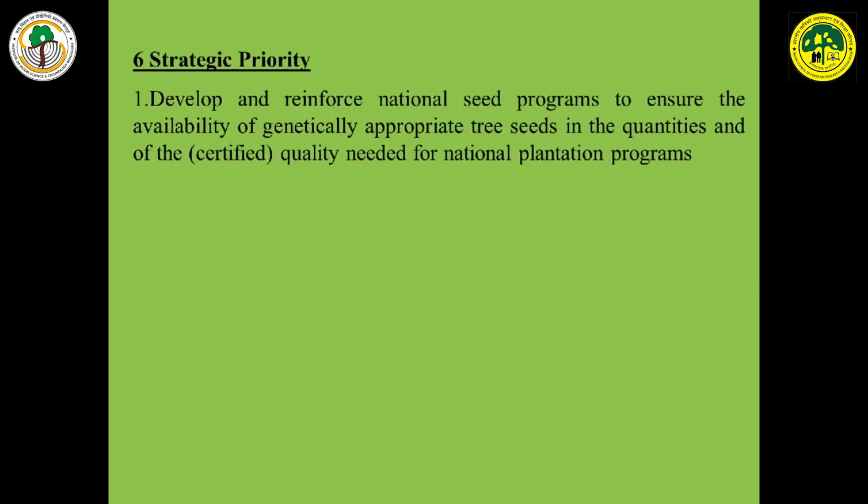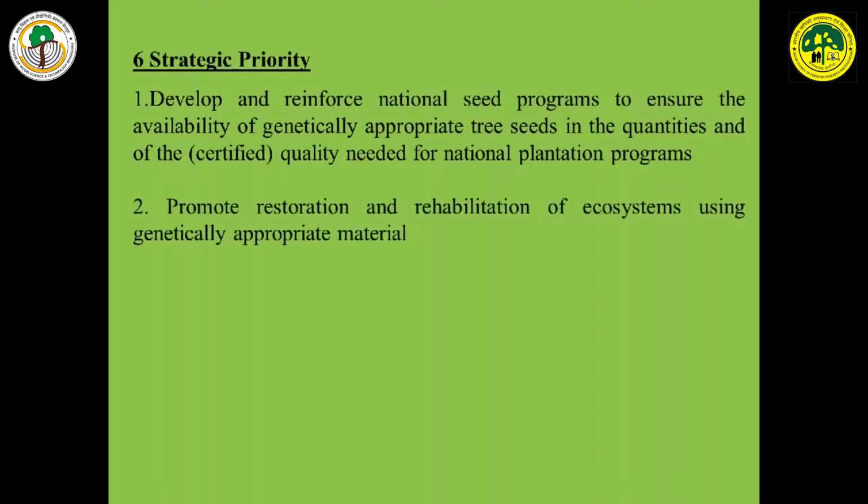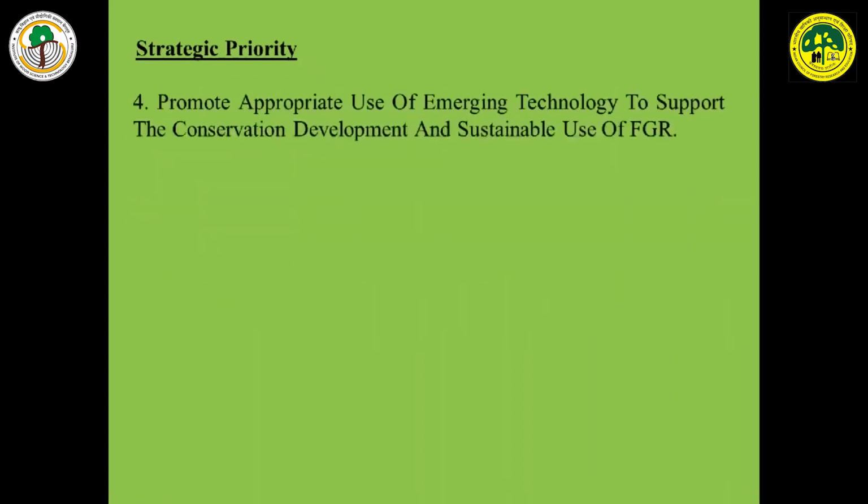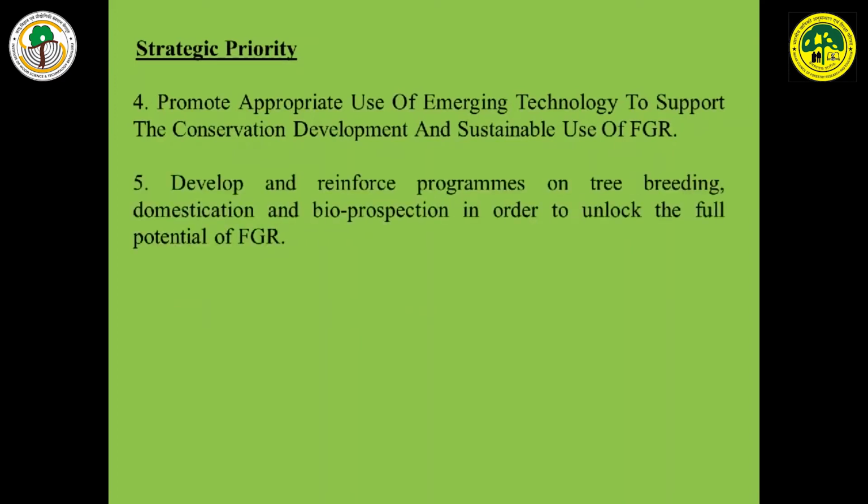Number 1, develop and reinforce the national seed program to ensure the availability of genetically appropriate tree seeds in the quality and the quantity needed for the national plantation program. Number 2, promote restoration and rehabilitation of the ecosystem using genetically appropriate material. Number 3, support climate change adaptation and mitigation through proper management and use of FGR. Number 4, promote appropriate use of emerging technology to support the conservation, development, and sustainable use of FGR. Number 5, develop and reinforce programs on tree breeding, domestication, and bio-prospection in order to unlock the full potential of FGR.